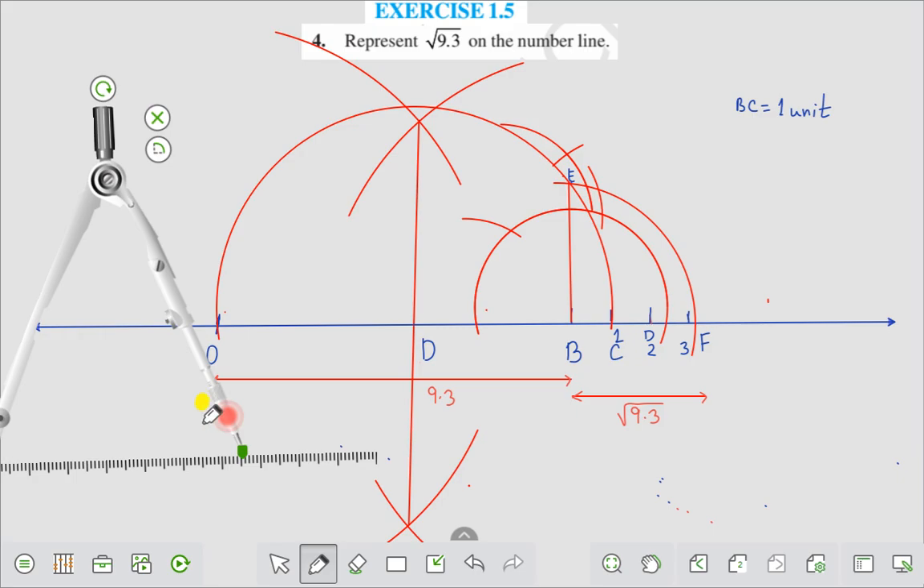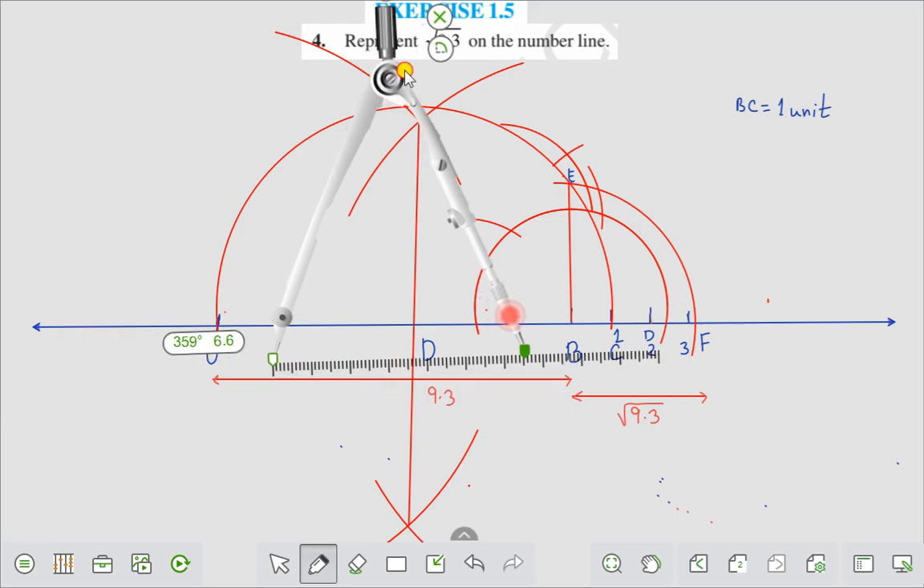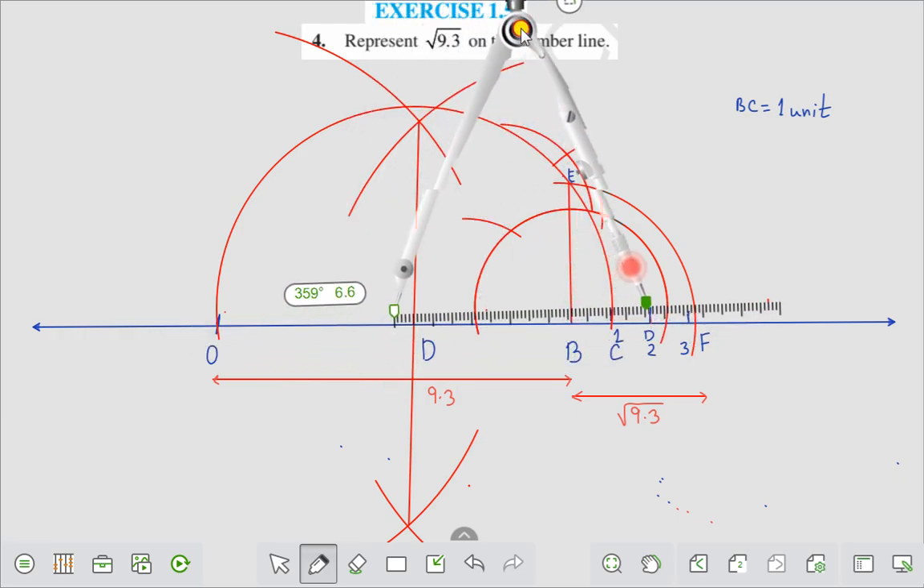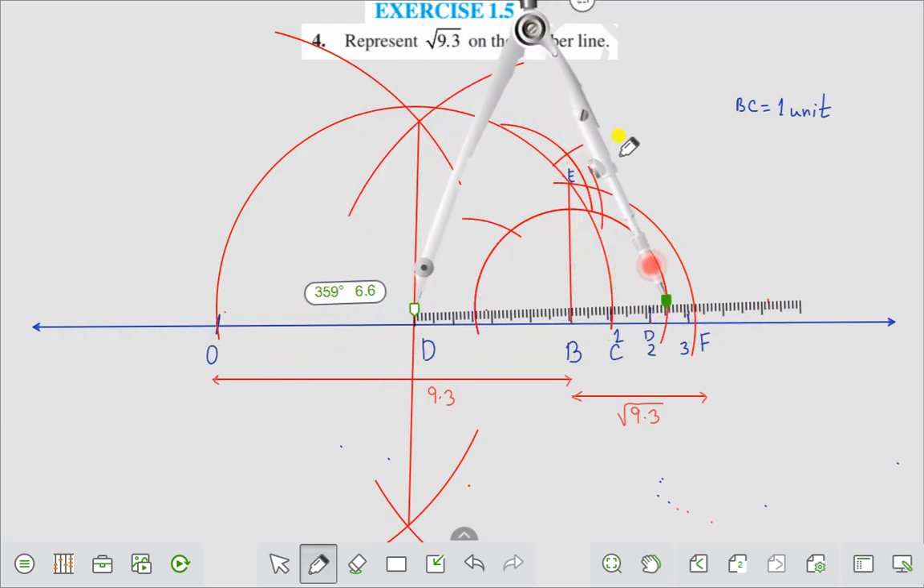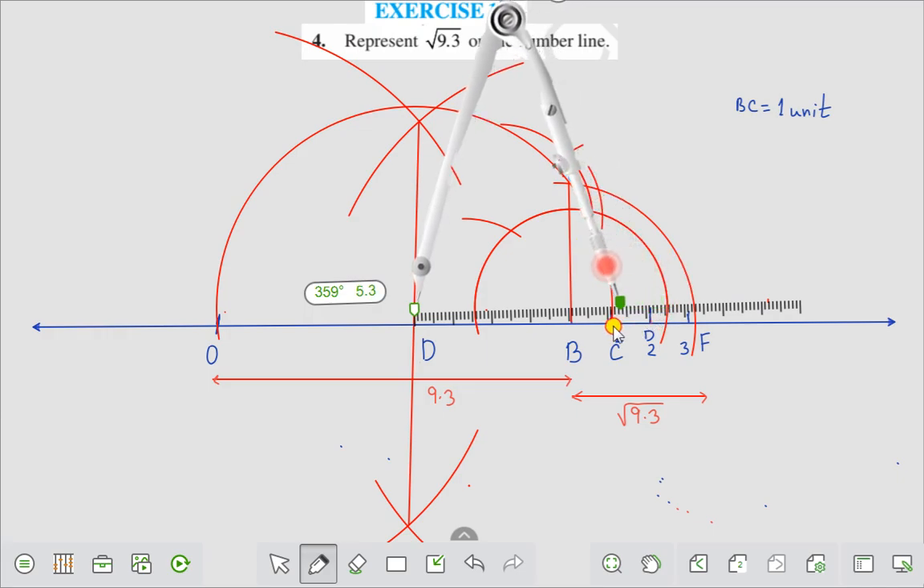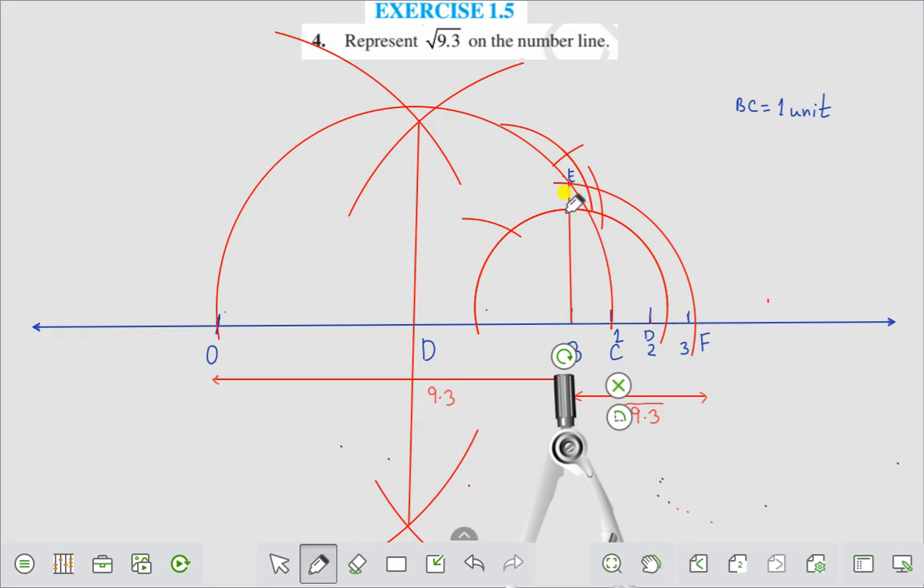Now with the help of this middle point D, we make a semicircle. This as the center and this as the radius. Here you see, we have taken this as the radius and made a semicircle. Yes, this is the semicircle. Right? Now BC is 1 unit. Here you see, BC is 1 unit.